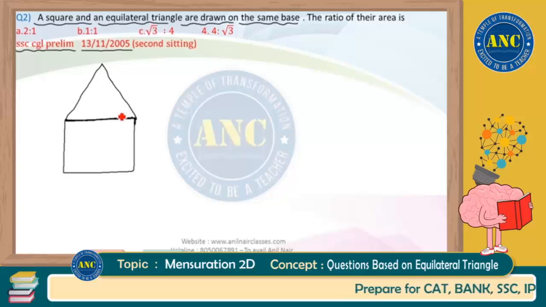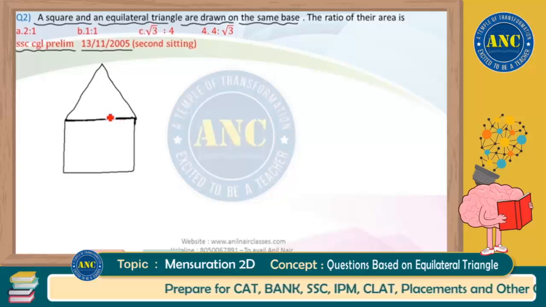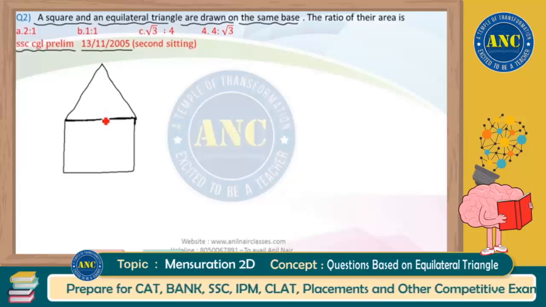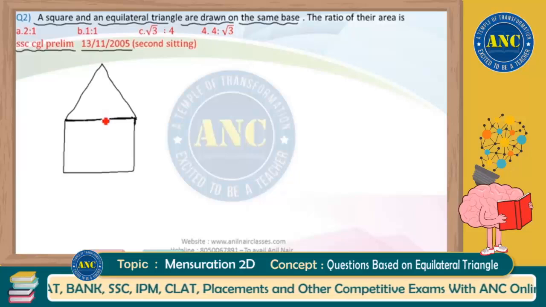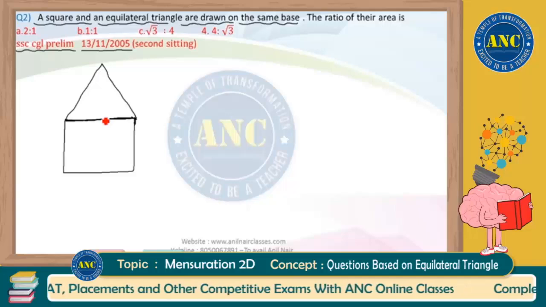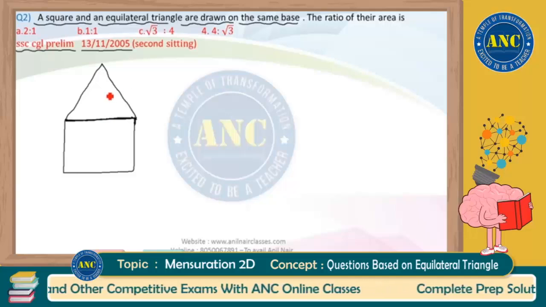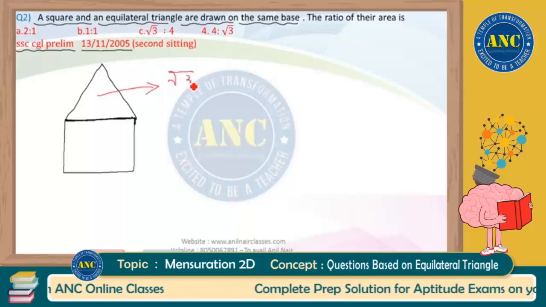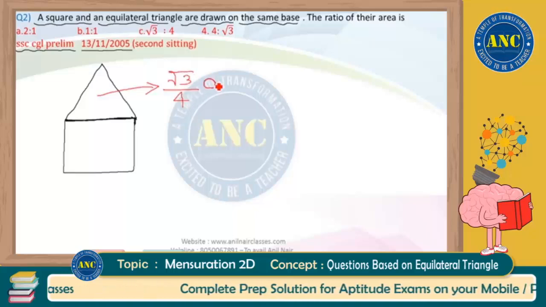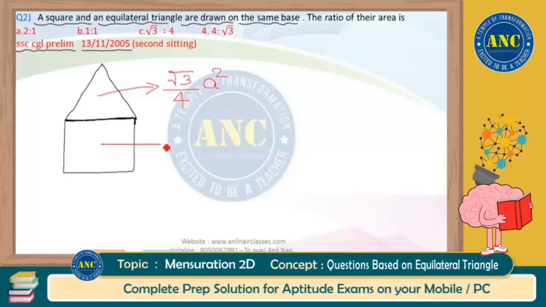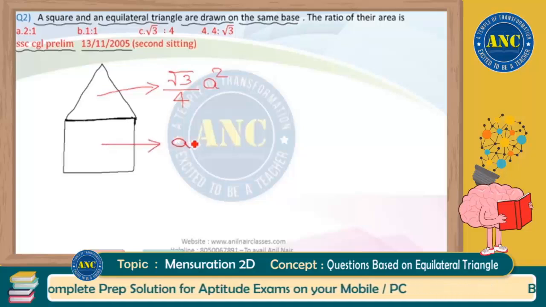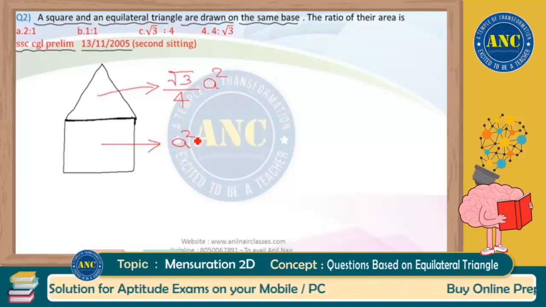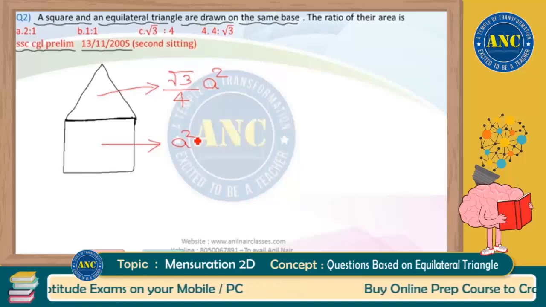Now see here, sir, nothing is given about the side of the equilateral triangle. Is there any value given for the side? No, definitely not, they have not given a value for the side. You don't need the value either. What is the area of an equilateral triangle? It is root 3 by 4 into a square. Area of a square is nothing but a square, where a is the side of the square, and a is the side of the equilateral triangle also.